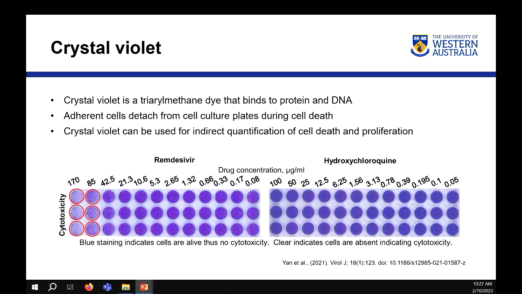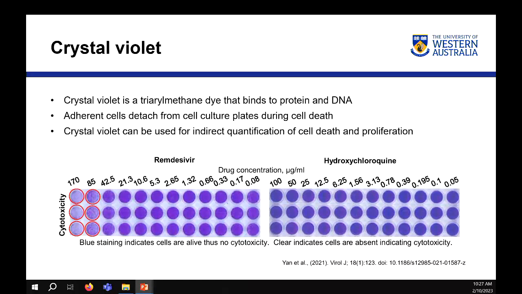So this assay probably is, well, I was going to say it's not used as much as some of the other ones that I talked about, but actually in my lab, I don't know if you know Nicole, my postdoc, she's been using crystal violet recently and has been telling me how good it's been. So there you go. It just depends on what it is you're looking for. Crystal violet will bind to the protein and the DNA. Adherent cells detach from cell culture plates during cell death. So crystal violet can be used as an indirect quantification of cell death and proliferation.